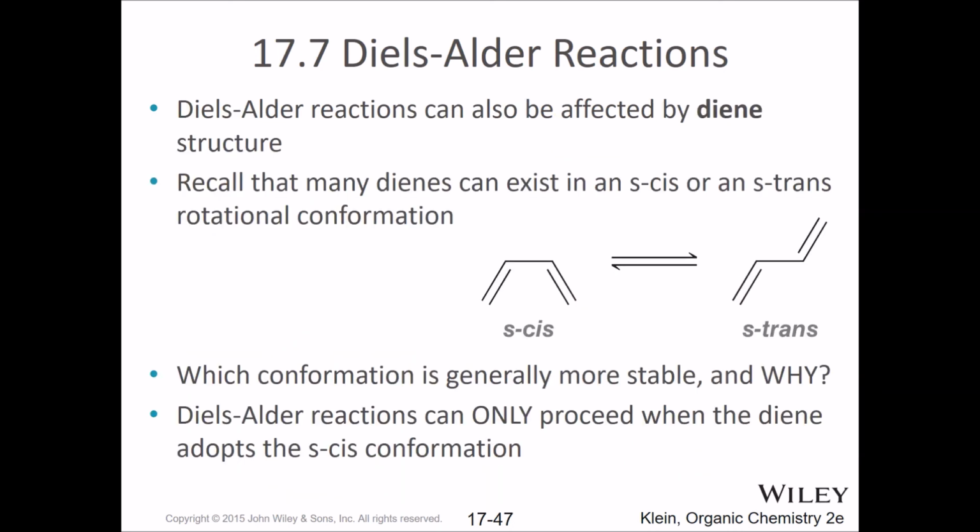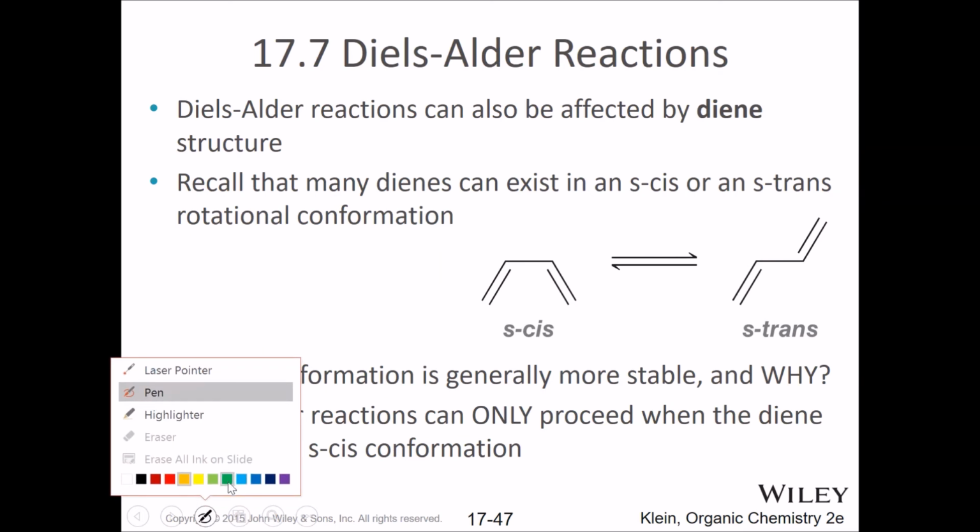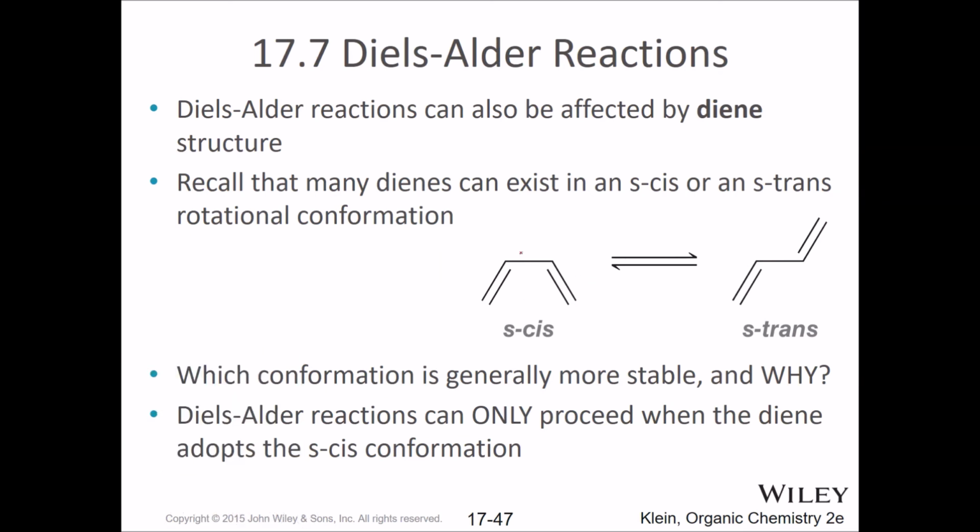Okay, so Diels-Alder reactions can be also affected by diene structure. I guess that should be obvious. We hadn't talked about it, so maybe it's not. Recall that many dienes can exist in an S-cis or S-trans. We did that in the beginning of dienes, beginning of this chapter. They can be either like this or they can be S-cis. Where's my marker here? Let me go back to red. But if we have rotation about that bond, right, then it becomes S-trans.